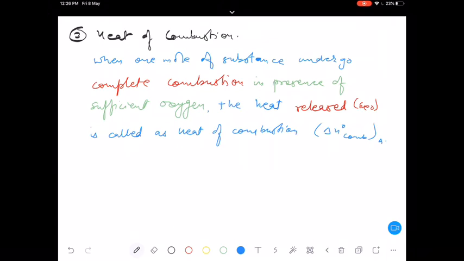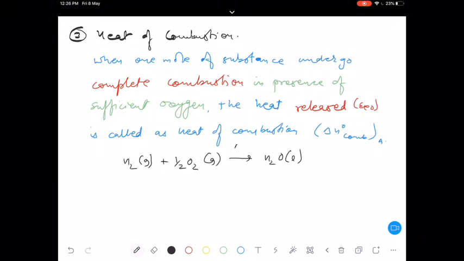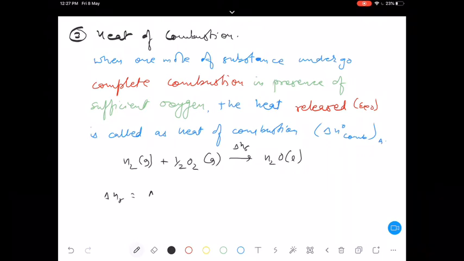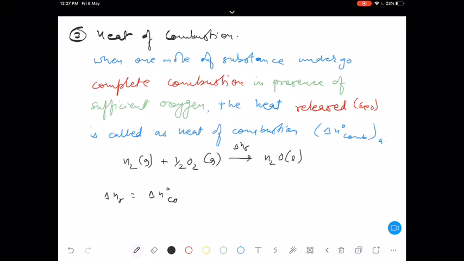Is that clear? So let's say I write heat of combustion of hydrogen. Let's say I write H2 gas plus sufficient amount of oxygen, I can write half of O2, giving you, let's say, H2O liquid. This is heat of reaction. Now this delta HR, I can write it as standard heat of combustion of hydrogen.